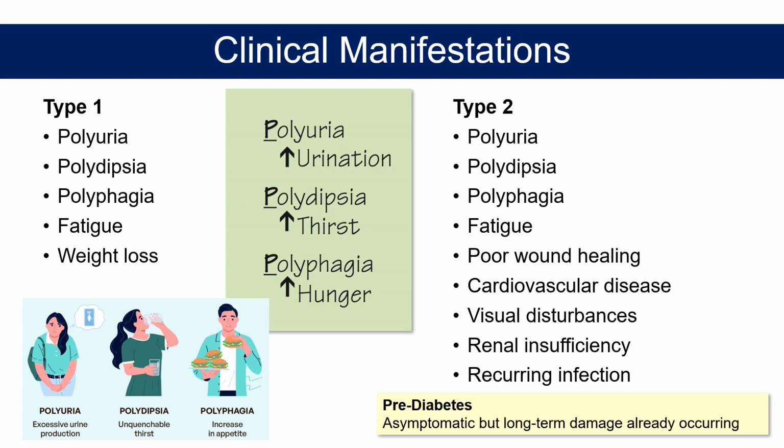So a female may have recurring yeast infections, and that could sometimes be a red flag that they're pre-diabetic or they have diabetes. And then here it says pre-diabetes is asymptomatic, but long-term damage already occurring. So with pre-diabetes, because this takes a long time to manifest, you don't see any of the symptoms, but things are already changing physiologically on the inside of the body.